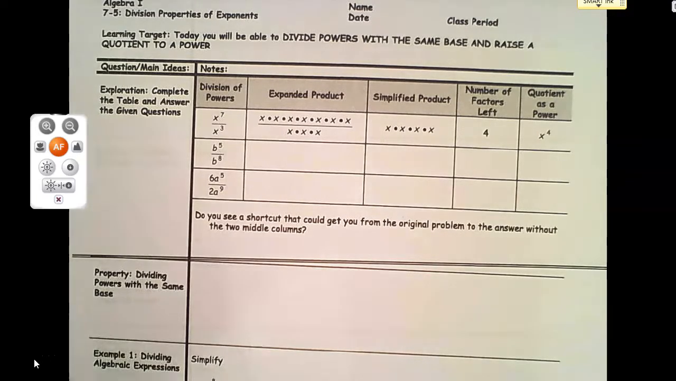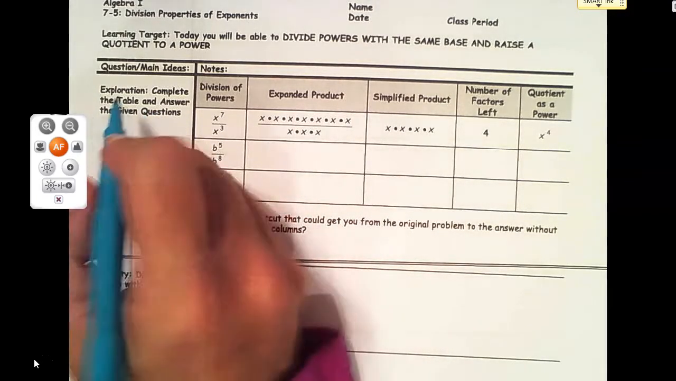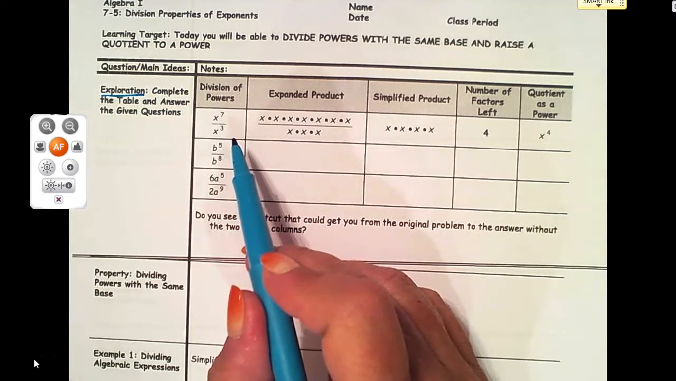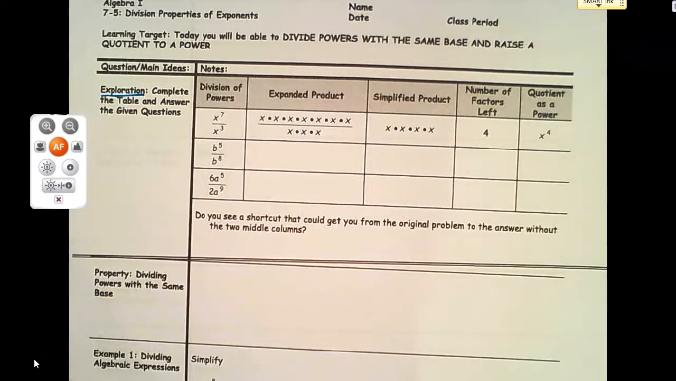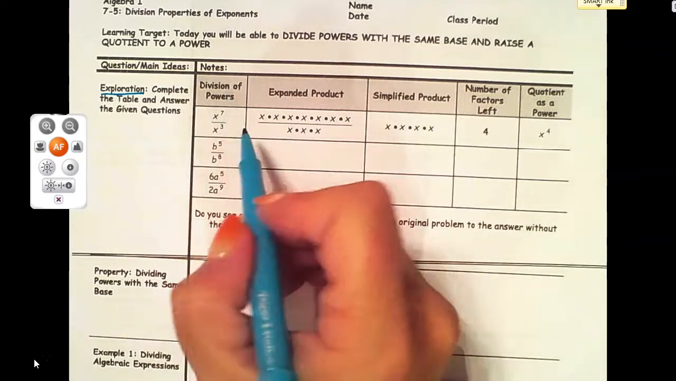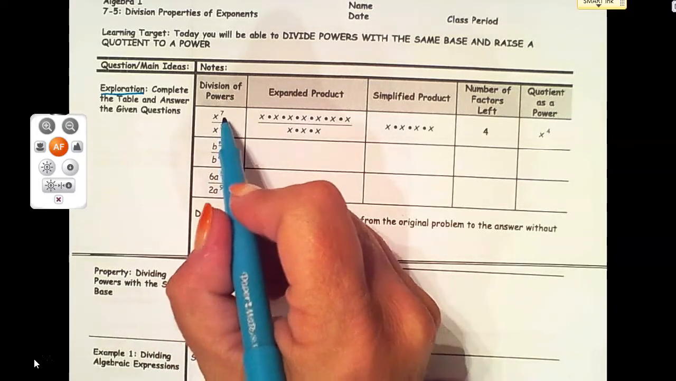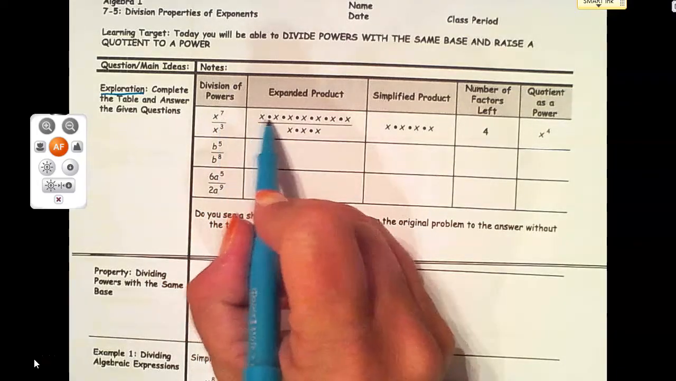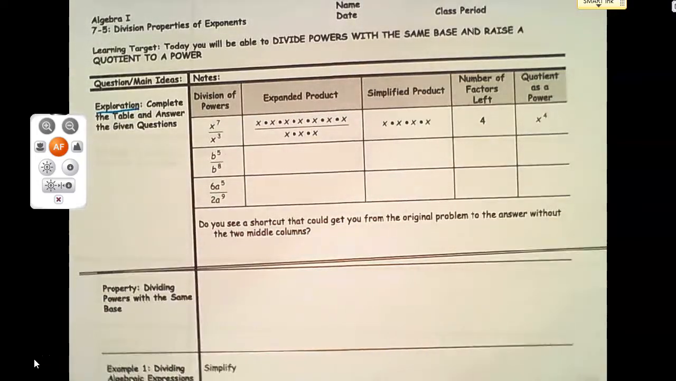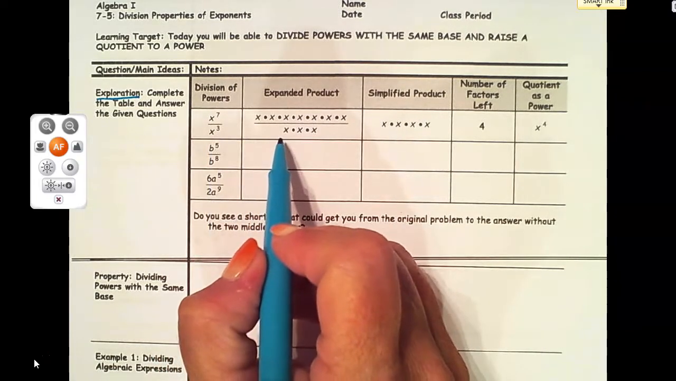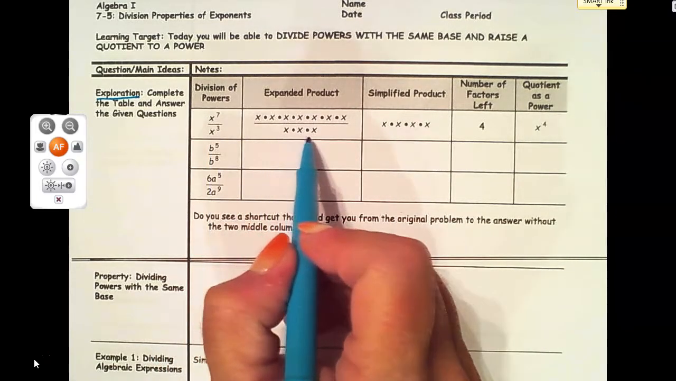So we want to start our discussion with an exploration, and we do that by looking at a table and filling it in and noticing any patterns that we see. So we're studying division of powers or quotients. Our first example is worked out for us. We have x to the 7th over x to the 3rd. When we expand out x to the 7th, you can see 7 x's being multiplied by each other. And when we expand x to the 3rd, that's in the denominator, there are 3 x's in the denominator.